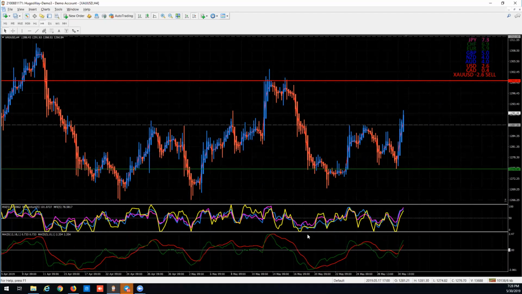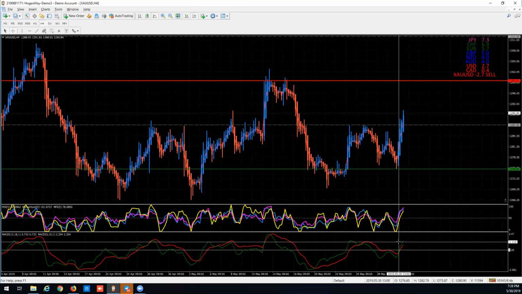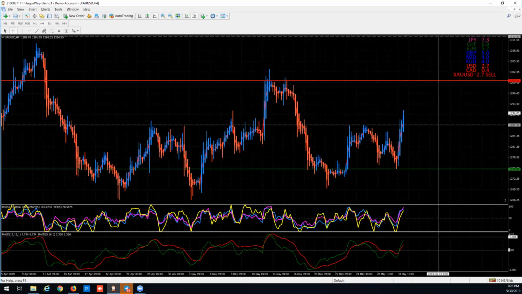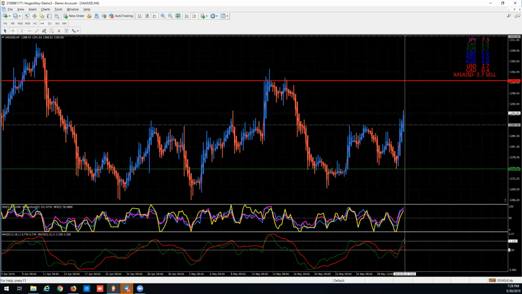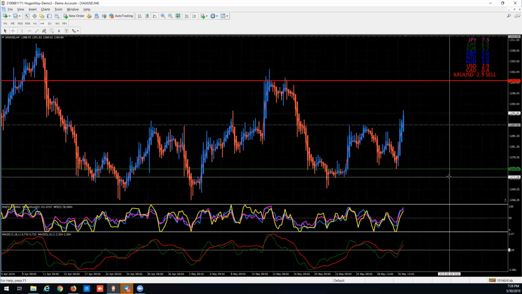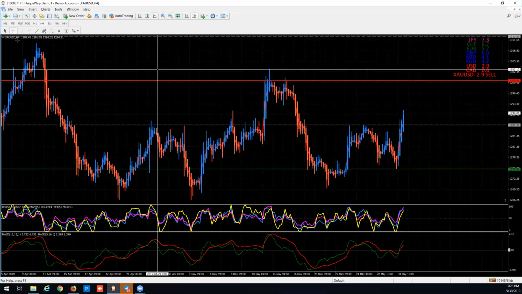Oh yeah, there's a lot of momentum. See the RSI right there, all three are way above the 50, and the MACD here is above the 0 as well. So it shows you we're moving in some good momentum.